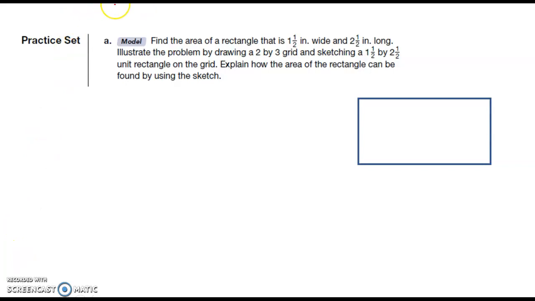All right. Practice set problem A says, find the area of a rectangle that is 1.5 inches wide by 2.5 inches long. I'm going to stop there because I want to see what that rectangle looks like. So I went ahead and drew this rectangle, and I have 1.5 inches on each of these sides, and I have 2.5 inches here and here. All right, let's pick the problem back up.